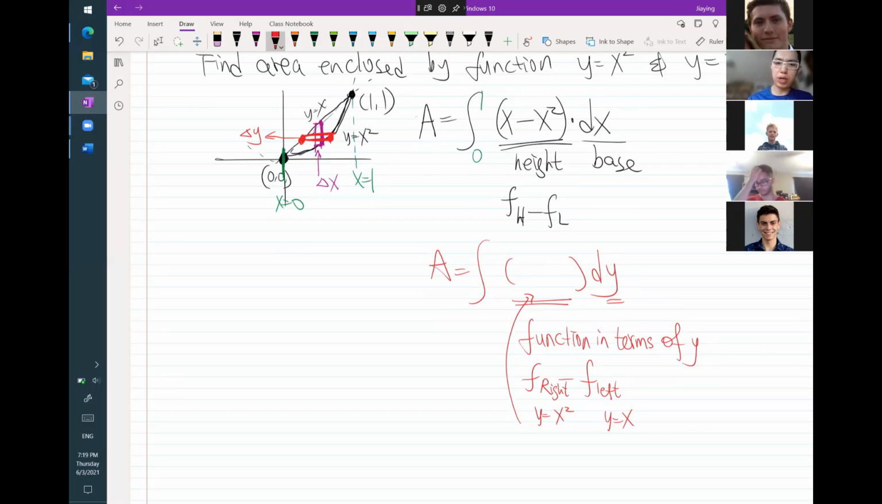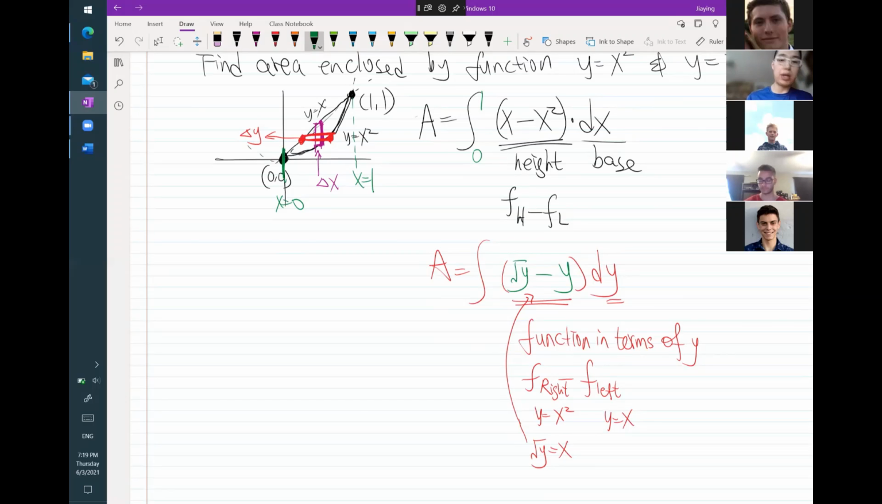From y equals x squared, I have to find x. So x takes the square root: x equals square root of y. That's what we're going to use. And y equals x is the same thing as x equals y, so we can use that directly. So for the base of the rectangle, the function on the right is square root of y, and the function on the left is just y. So square root of y minus y gives us the base of the horizontal rectangle.